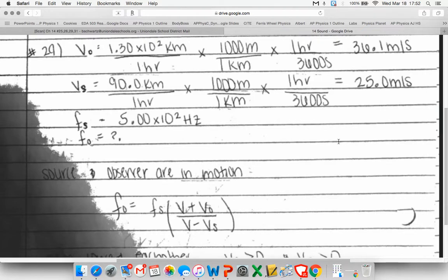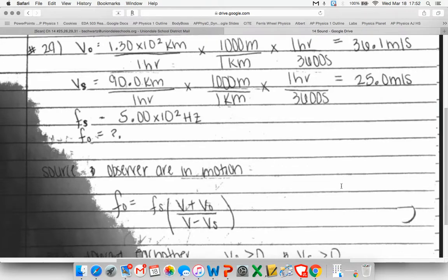Okay, so the first thing that I did is I converted my kilometers per hour to meters per second. Always convert first. So the velocity of the observer, I solved for 36.1 meters per second. The velocity of the source, I solved to get 25 meters per second. The frequency of the source, they tell you, is 5 times 10 to the second, or 500 hertz. And we are solving for the frequency of the observer.